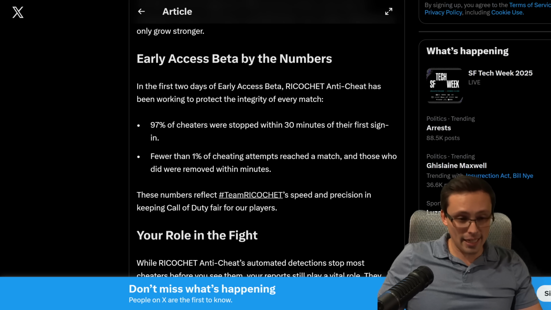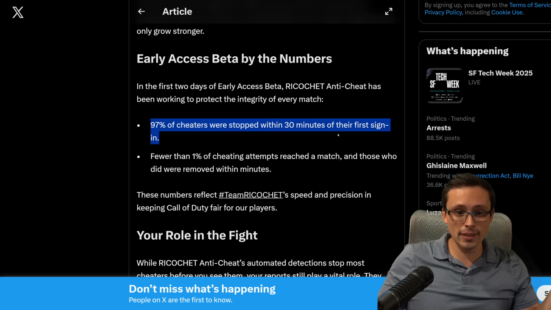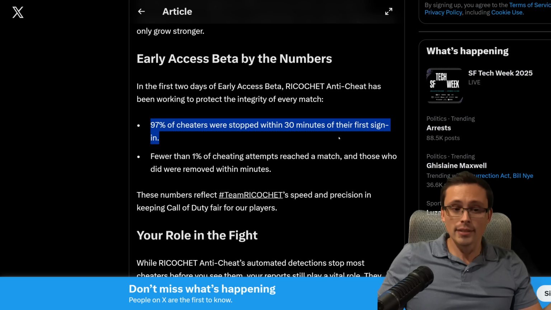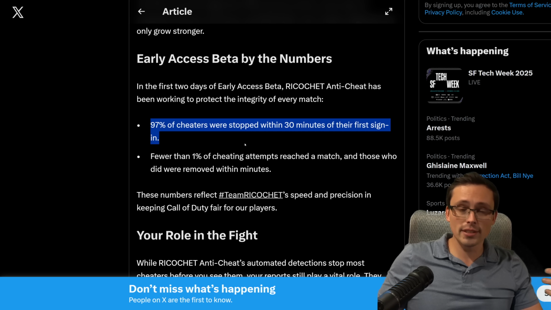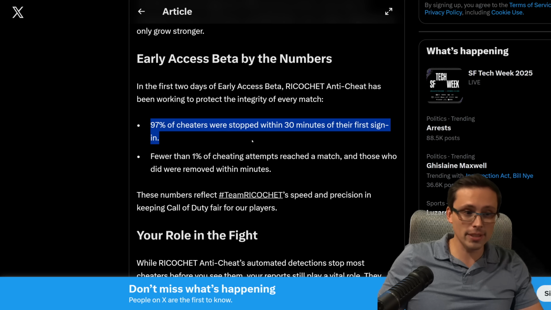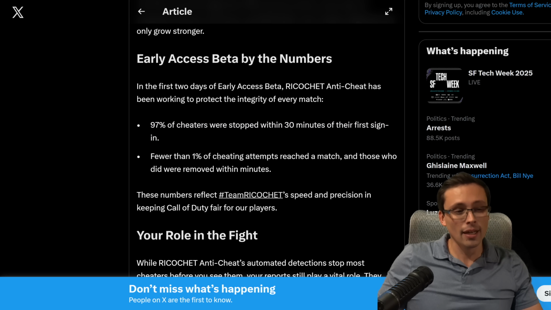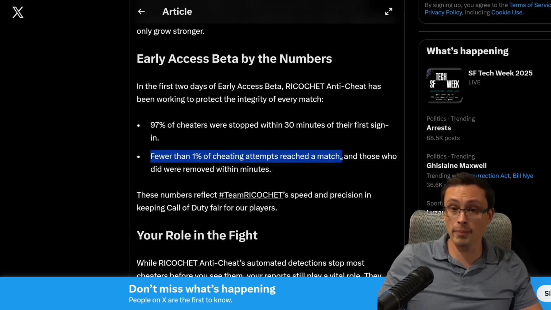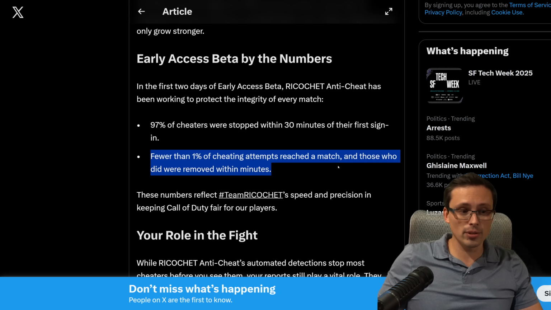So here's what they have to say. They say that 97% of cheaters were stopped within 30 minutes of their first sign-in. So they're saying that the videos of cheaters that you've seen were caught. Those people were caught, and 97% of them were caught within the first 30 minutes. So some cheaters got into games, but were shut down pretty quickly. And they're also saying that fewer than 1% of cheating attempts even reached a match, and that those who did were usually removed within minutes.